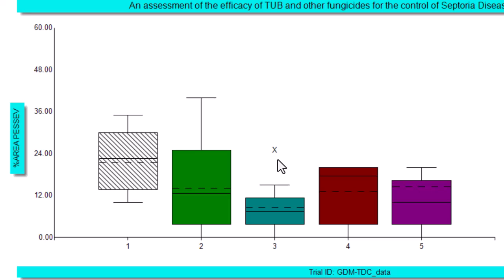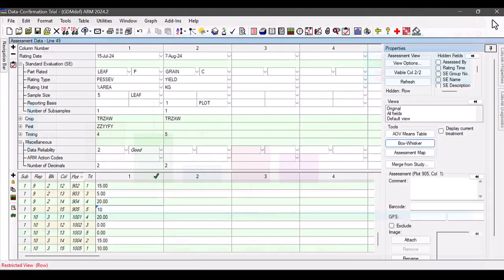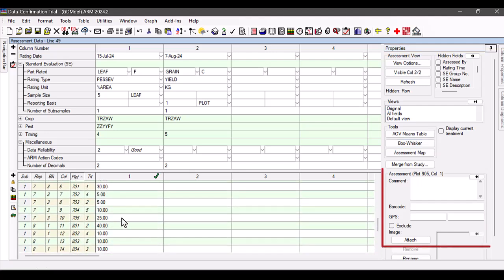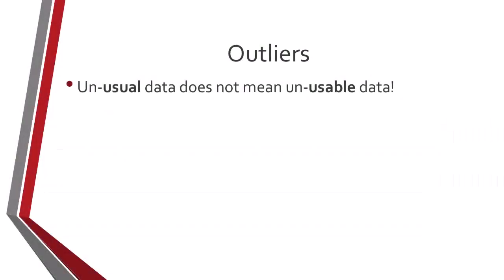Check outliers by hovering over the X. For example, plot 705 appears as an outlier on our Box-Whisker graph. It didn't stand out on the assessment map, but it is a good idea to take a second look and then document the rating with a comment or a photo. A note on outliers: remember that unusual data does not mean it is unusable.